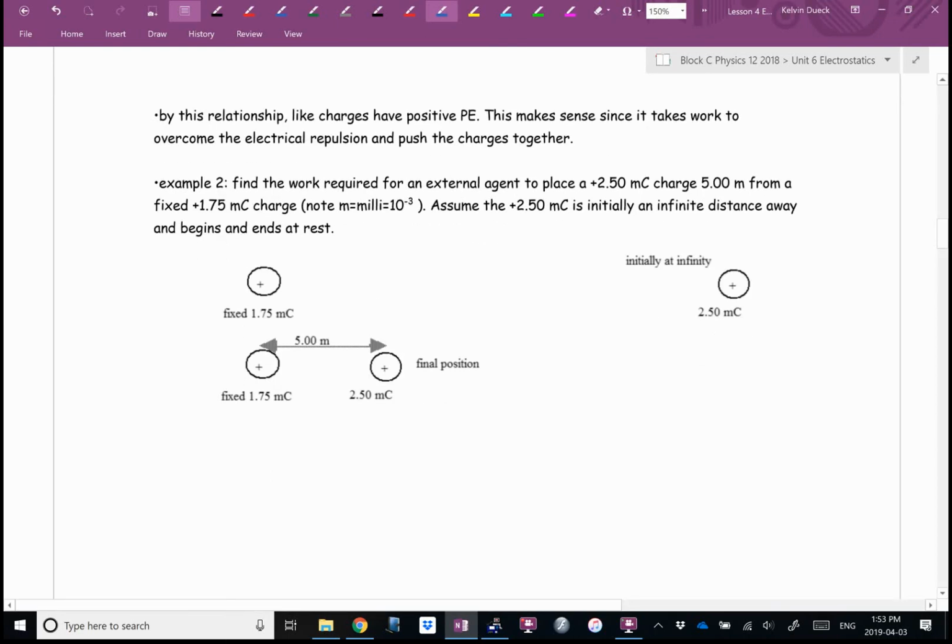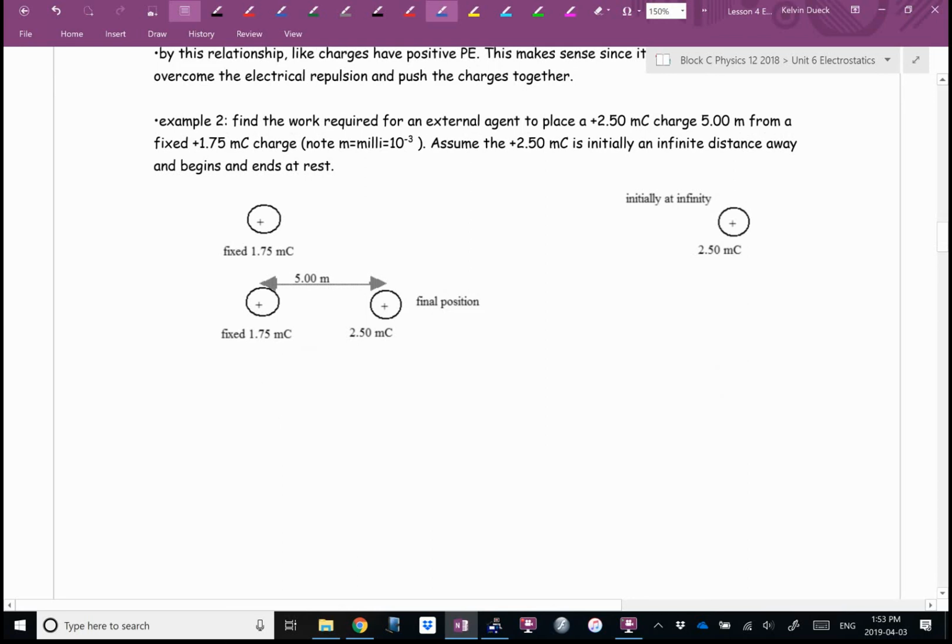Example 2. Find the work required for an external agent to place a charge 5 meters from a fixed charge. Assume it's initially at rest an infinite distance away. Okay. Oh, and it begins and ends at rest. Wants me to find the work. Can't go force times distance. So I guess I'm stuck with going work equals change in potential plus change in kinetic. Oh, they said starts and ends at rest. Woohoo!